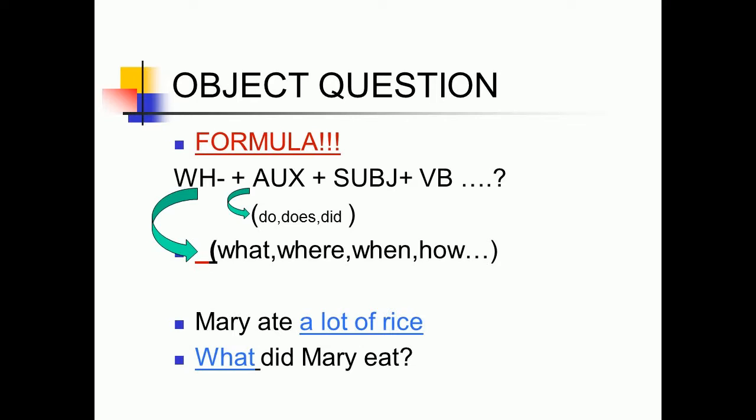Object question. When we ask for the object of the action, the structure of the question is: WH word plus auxiliary do, does or did, plus subject plus verb. In the sentence, Mary ate a lot of rice, the question is: What did Mary eat?